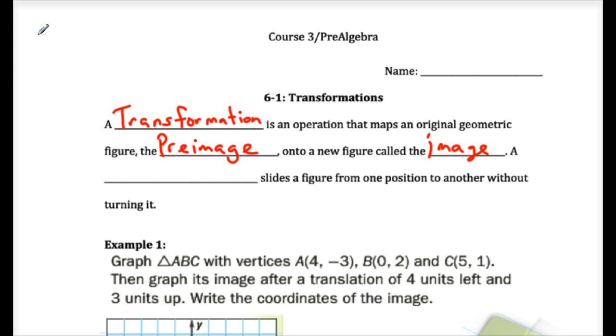Okay, so onto a new figure called the image. We're going to talk about those. All right, today we're going to do just translations. A translation slides a figure from one position to another without turning it. Okay, later in the week we're going to start turning figures. Then it gets tricky. Today's stuff, guys, will be a piece of cake. Easy. All right, watch how we do this stuff.